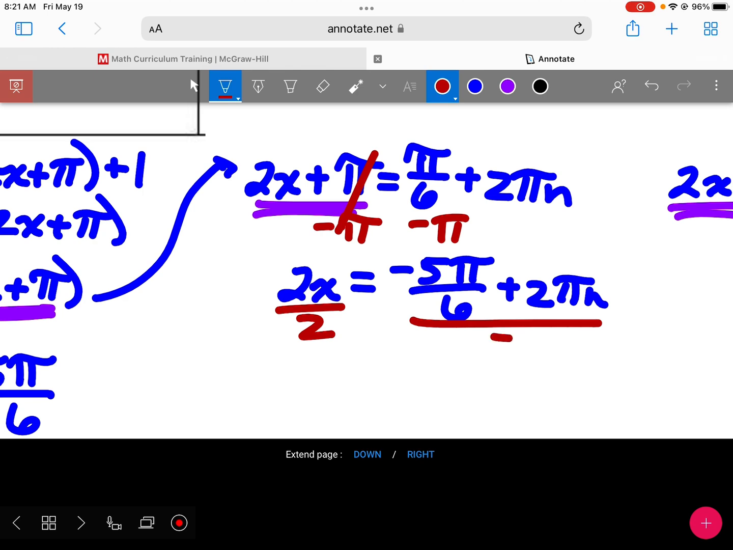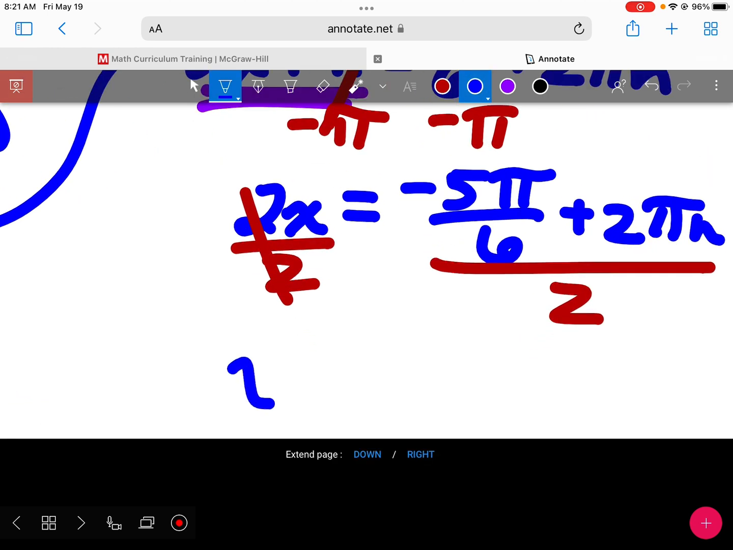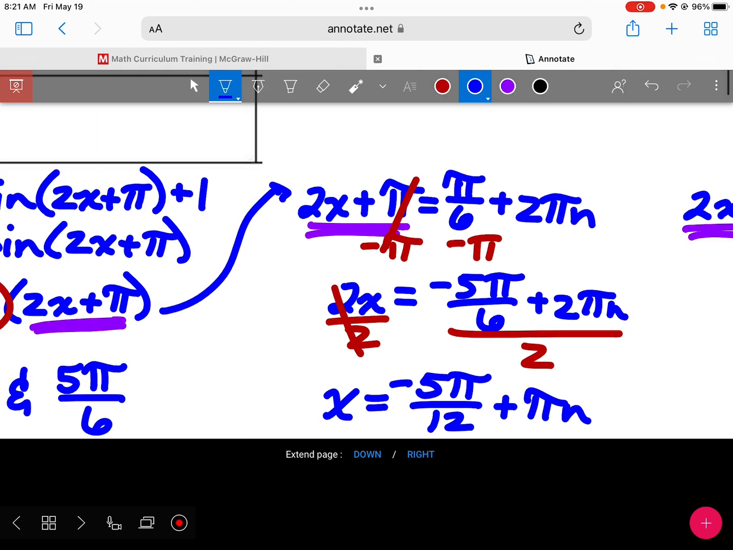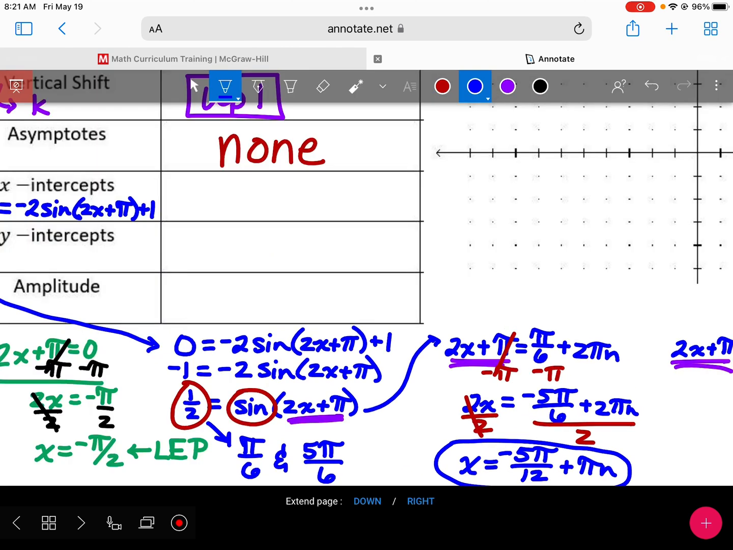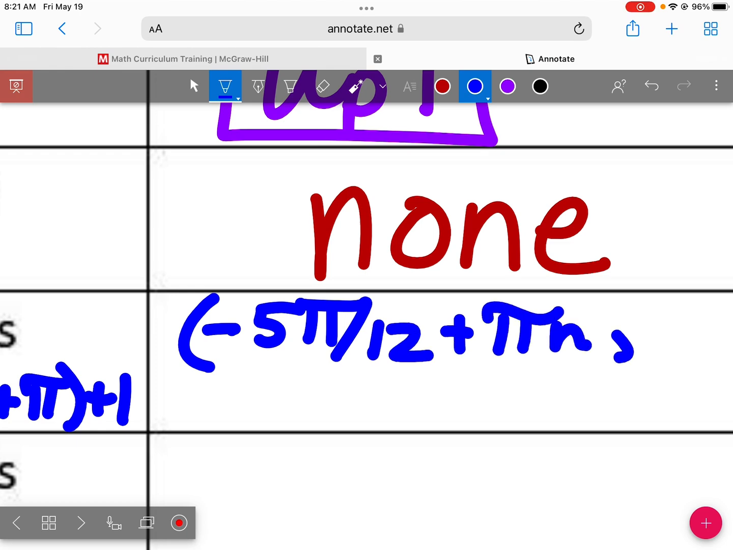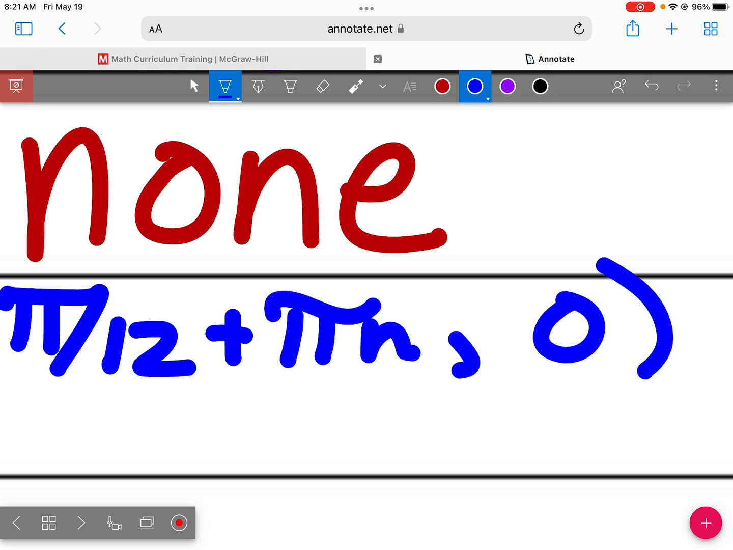And then I'm going to divide both sides by 2. So x is equal to negative 5 pi over 6 divided by 2. What is negative 5 pi over 6 divided by 2? Negative 5 pi over 12 plus 2 pi n divided by 2, which would just be pi n. So one of the spots where I'm going to identify x-intercepts is negative 5 pi over 12 plus pi n. Since it's an x-intercept, the y value would be 0.